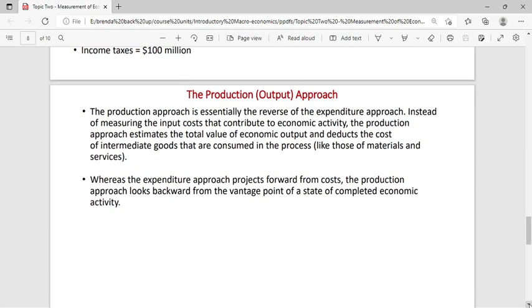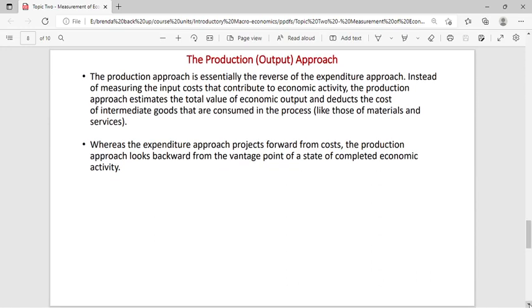The other approach for calculating GDP is the production approach. Here, this is essentially the reverse of the expenditure approach. As the expenditure approach measures costs or what we spend, here we estimate the economic value of what we produce.